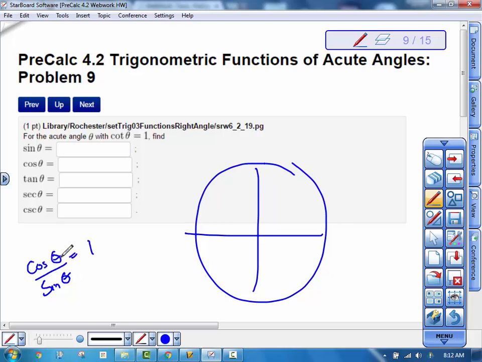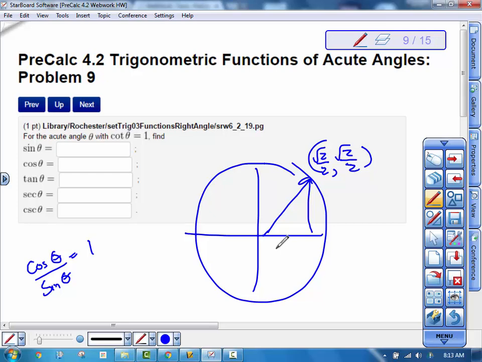So if we know that cosine over sine is 1, what that means is that has to be a 45-degree angle. Because what that's saying is that, on our unit circle, this is the point square root of 2 over 2, comma square root of 2 over 2. And if we take cosine, which is the x value, square root of 2 over 2, divided by the sine, square root of 2 over 2, we're going to get 1 there. So that's a 45-degree angle.